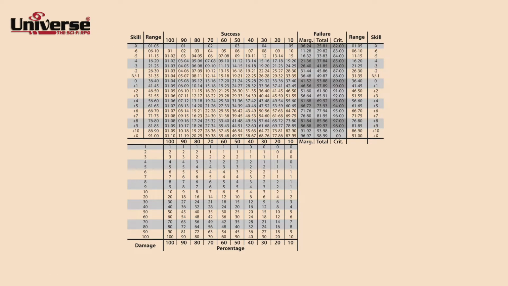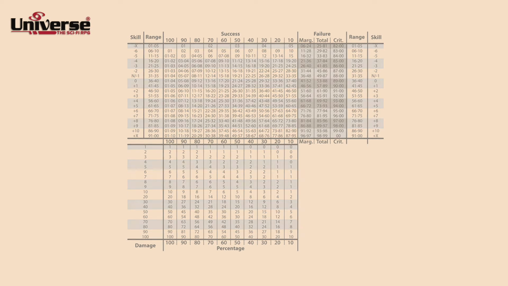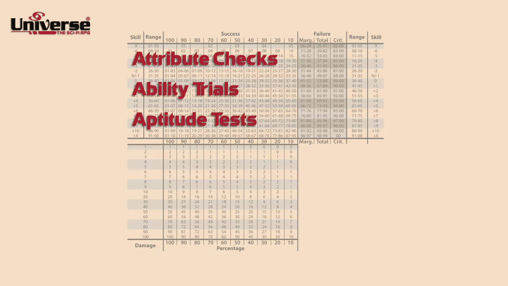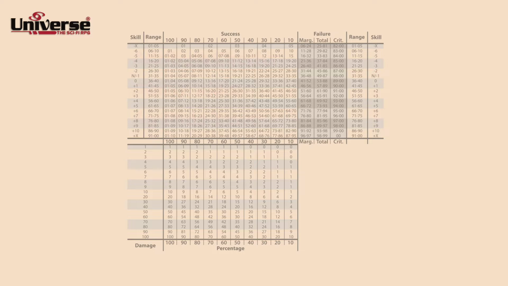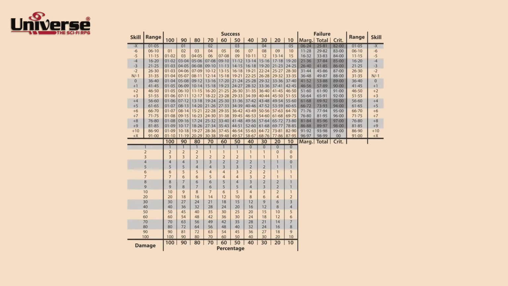The performance table is used frequently while playing Universe. It is used for attribute checks, ability trials, and aptitude tests. For convenience, the performance table is included in the centerfold of the character profile. The performance table is used with percentile dice.